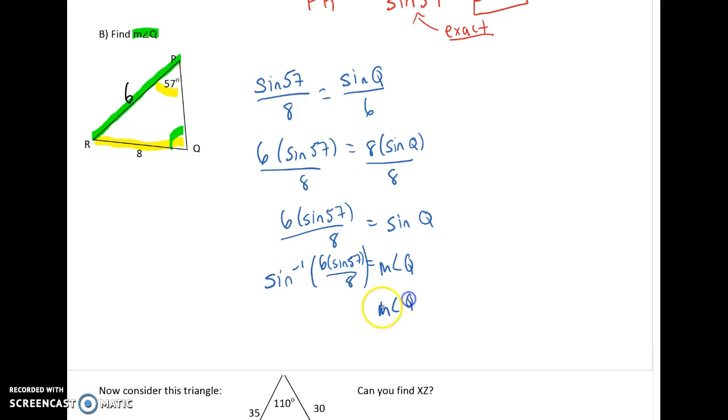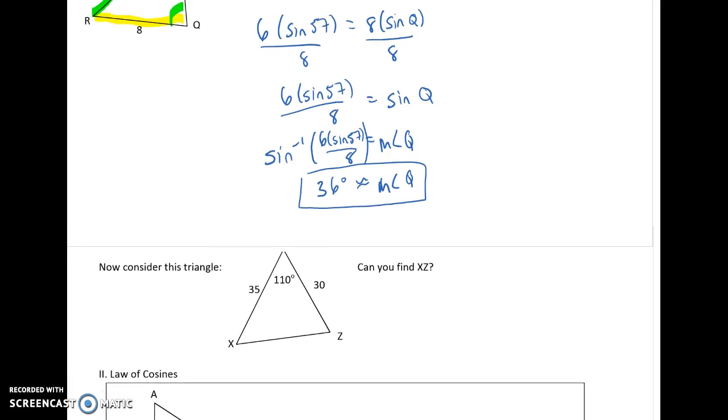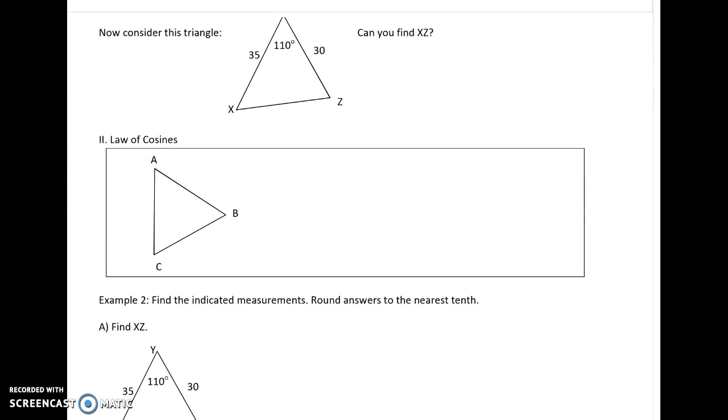So the measure of angle q is approximately, what, 36 degrees? Yeah. All right. So don't be freaked out when you see this huge thing. Again, just put it into your calculator one at a time. So you can do 6 times sine 57, divide that by 8, and then take the inverse sine of that. Or if your calculator can handle it all in one line, just put it all in one line, keeping track of your parentheses.